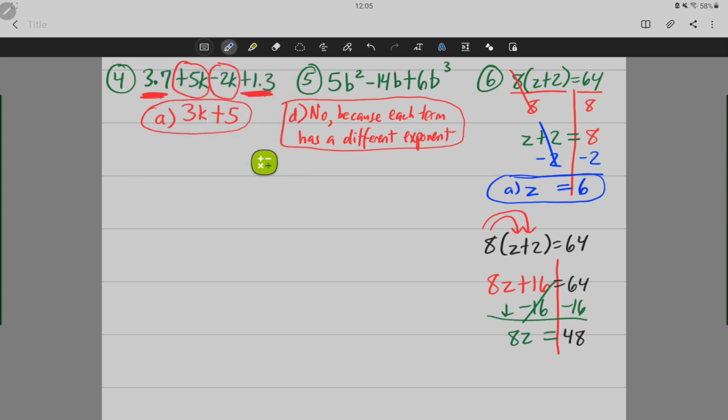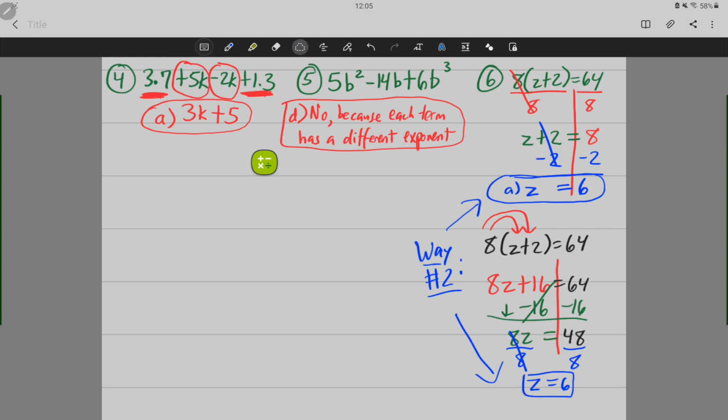And the last step, we see multiplication, so we do the inverse there and divide by 8. 8 divided by 8 cancels. Z still equals 6. So as you see, whether you do it one way or another way, doesn't matter. You still get the same solution. Z equals 6. Okay, so use the method that you are more comfortable with.